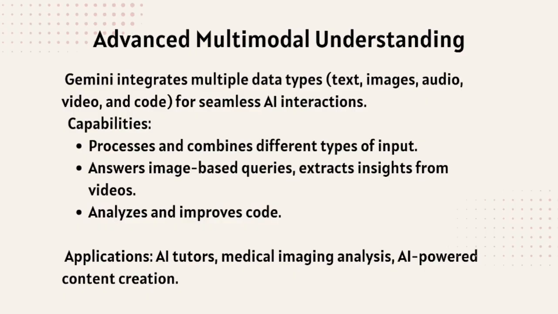So let's look at the capabilities. It is capable of processing and combining different types of input. It answers image-based queries and extracts insights from videos. It also analyzes and improves code. So how does Google Gemini do all this? It uses a deep learning architecture that integrates information across multiple modalities. Now let's look at the real-world applications.